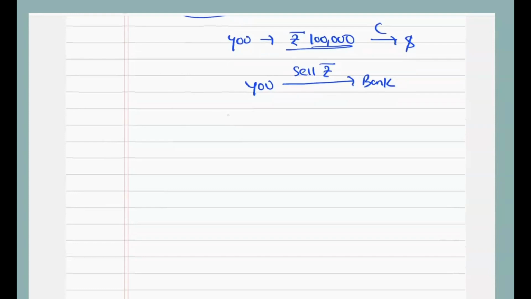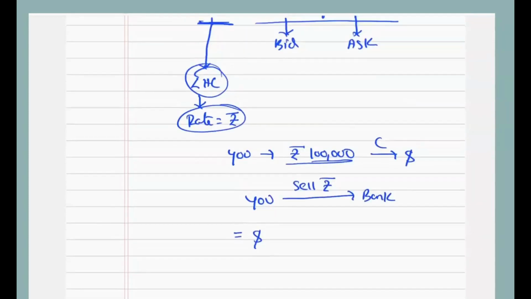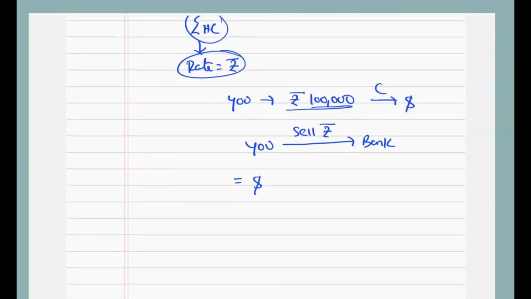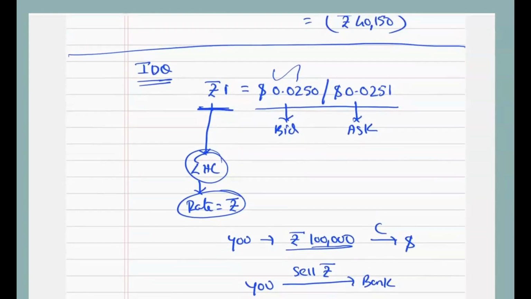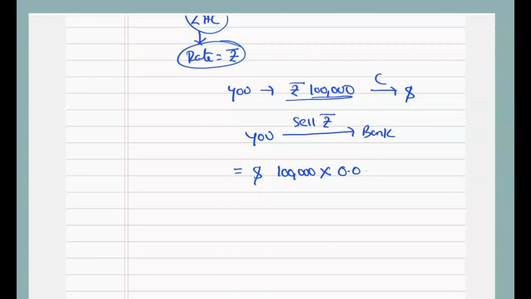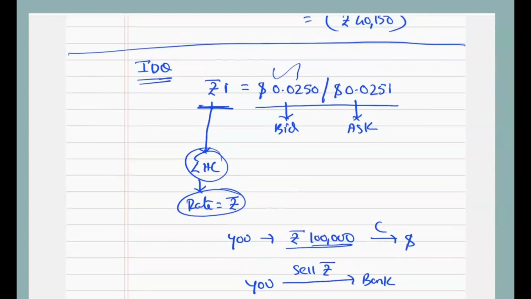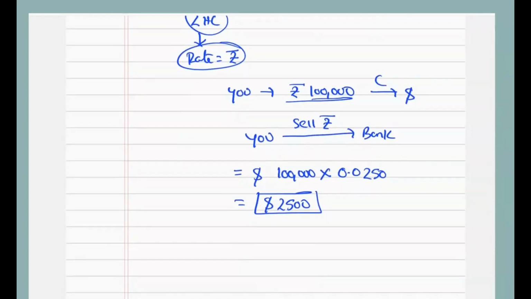So in this case, you're selling rupees and you'll be getting dollars. So 1 lakh into the bid rate, 0.0251, and you'll be getting $2,500.